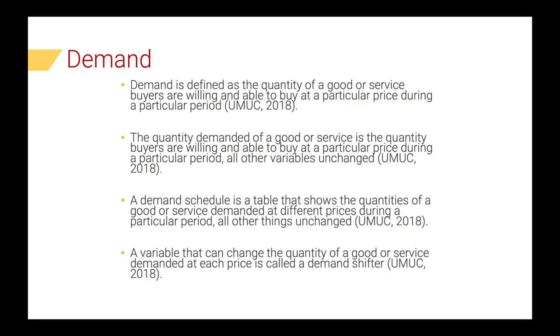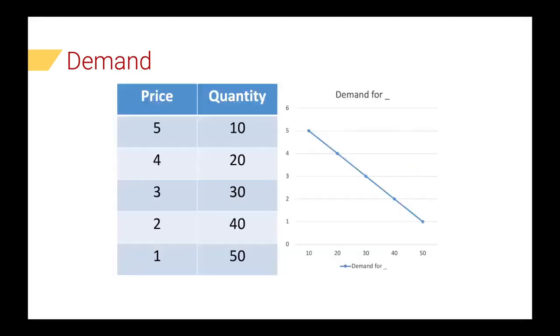A demand schedule is a table that shows the quantities of a good or service demanded at different prices during a particular period, all other things unchanged. A variable that can change the quantity of a good or service demanded at each price is called a demand shifter. Here is an example of a demand schedule. If you notice going from left to right that the demand curve is downward sloping. In this example, we see at $5 that we can only sell a quantity of 10, but as the price decreases, for example, to $1, then we can sell 50.